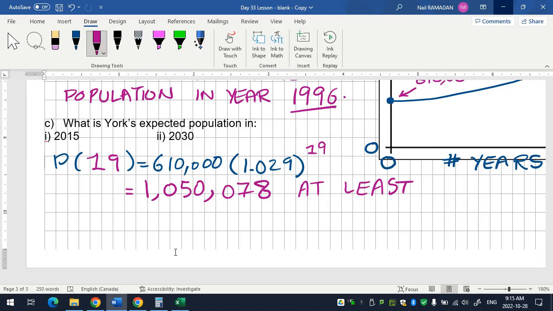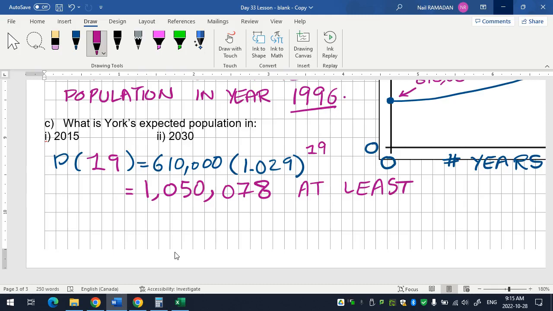Can someone tell Amr where we got the 19 from? Come on, raise your hand. Remember, N is not the actual year. It's the age, the number of years. So I don't put 2015. If someone was born in 1996, how old would they be in 2015? It's 19 years. You subtract.